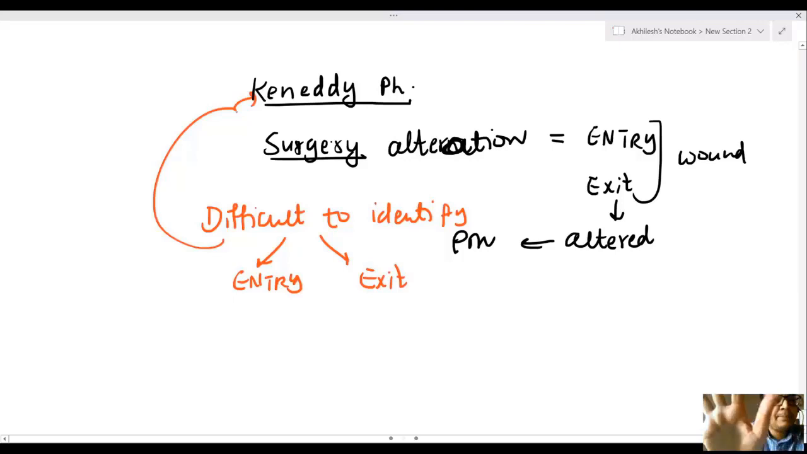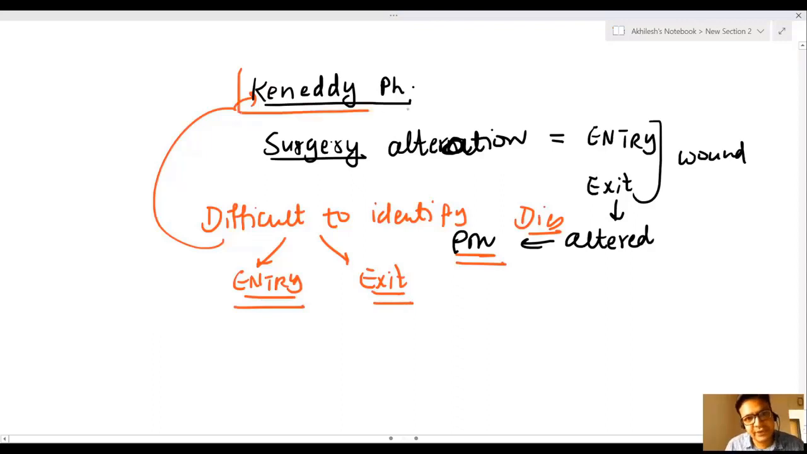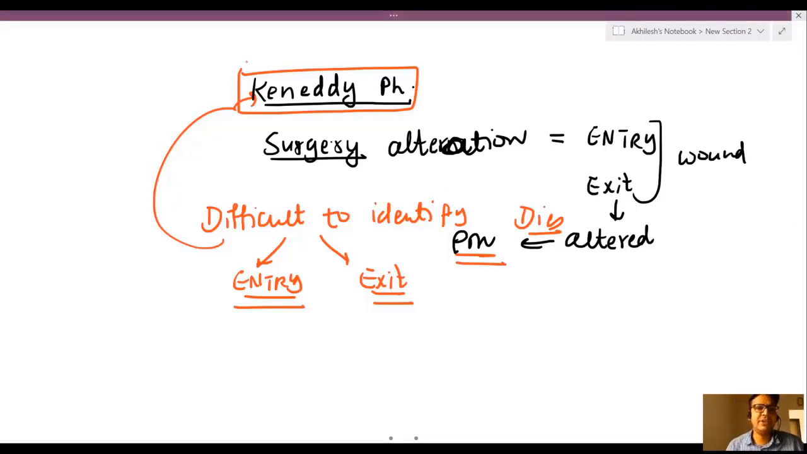Means, sir, very simple. The surgeon goes for surgery and cleans every entry and exit wound. But if this person dies, in postmortem it becomes very difficult to identify which is the entry wound and which is the exit wound. This phenomena is Kennedy phenomena. In very simple words, surgical alteration leading to difficulty in identifying entry or exit wound is Kennedy phenomena.